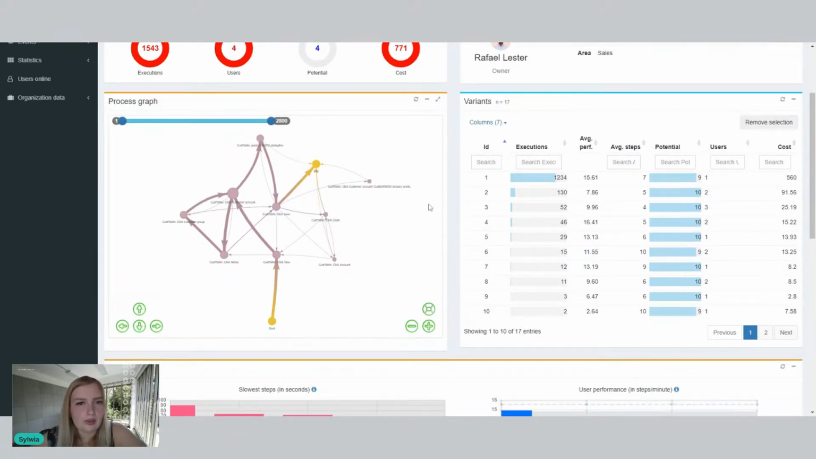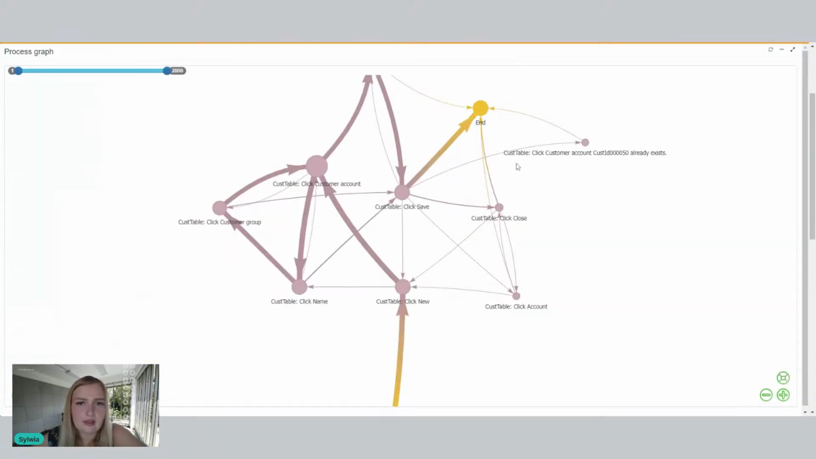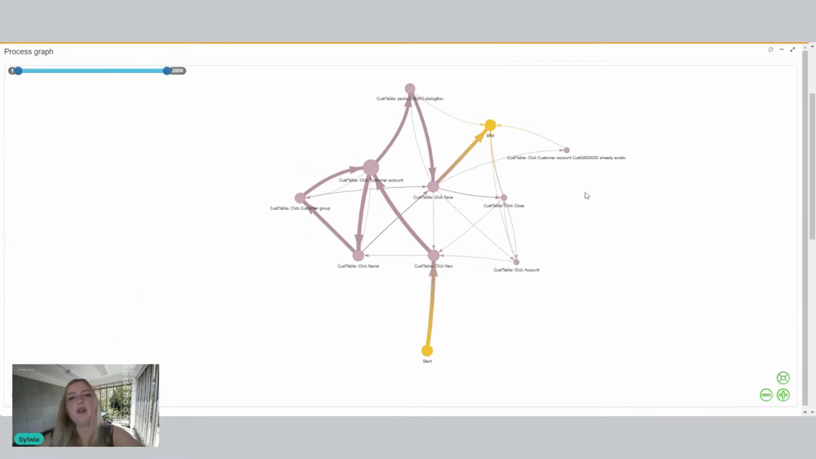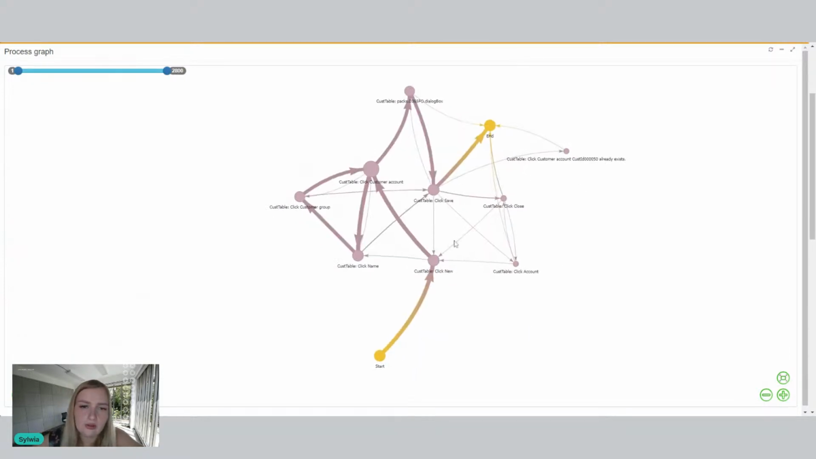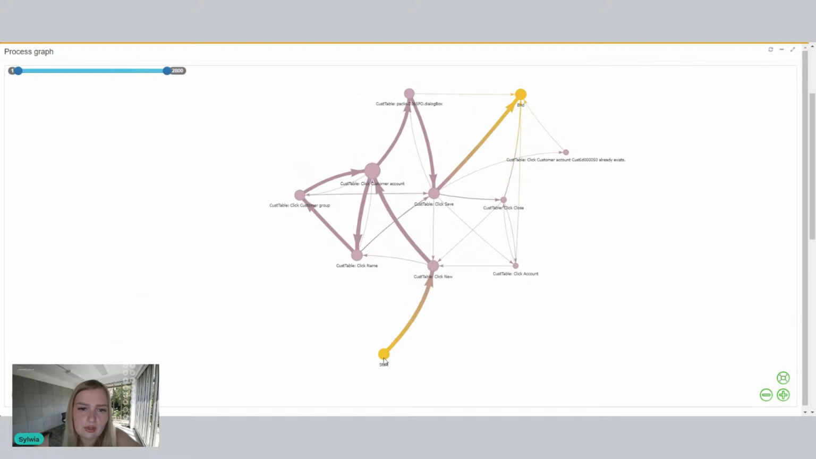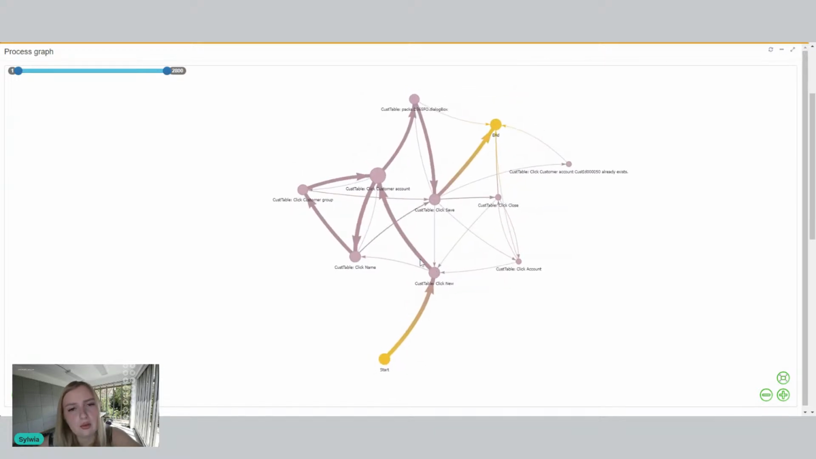And here we've got the process graph. Let me expand it so you can see it. And how do you look at it? In yellow, the start and the end are marked, and you simply follow the arrows and you see what steps the process involves. And what's important here, you see how the steps are written.